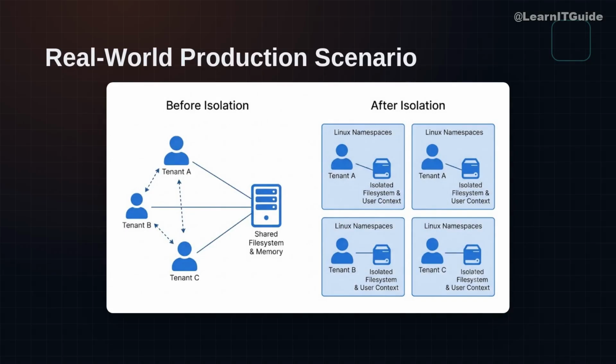Consider a SaaS provider serving 3 million users. They faced a critical issue where tenant jobs were leaking data to each other. By simply wrapping every tenant task in its own set of Linux namespaces, they isolated the file system and user context. This reduced security audit failures by 95%. It is a powerful native solution that is already built into the kernel.